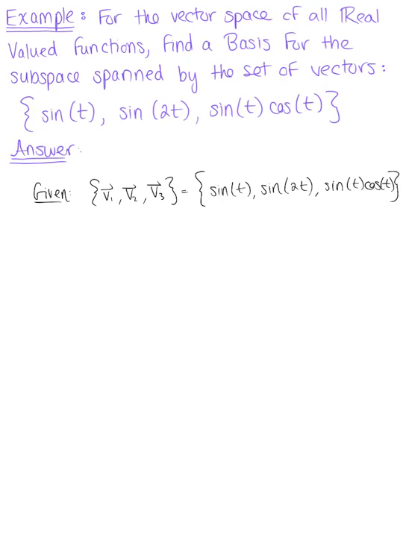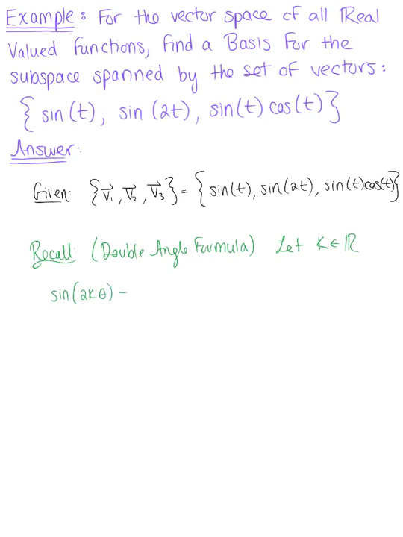And so to get started here, we want to recall the double angle formula from trigonometry. So the double angle formula. So if we let k be some real number, we recall that sine of 2k theta is equal to 2 times sine of k theta multiplied by cosine of k theta. And so we can actually see the double angle formula here taking place within our set of vectors.